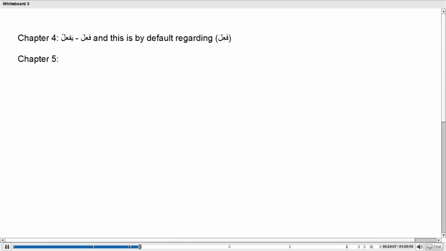So chapter 5 is fa'ila yaf'ilu, okay? And this is possible only with 33 verbs.